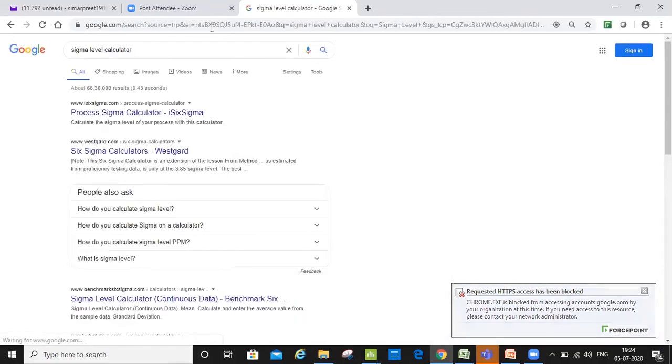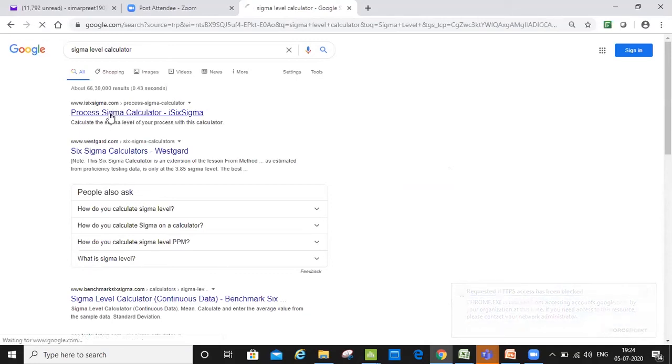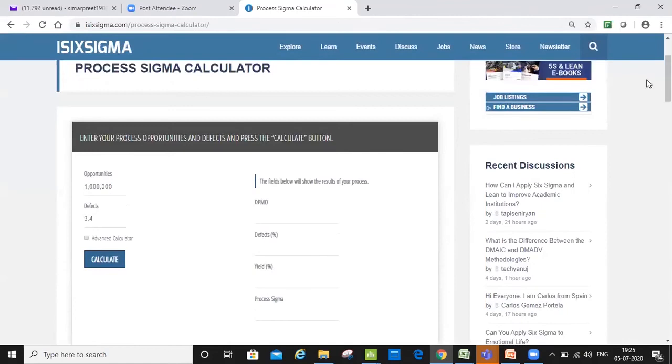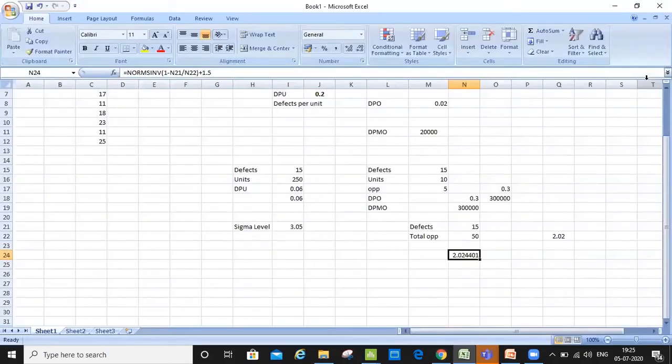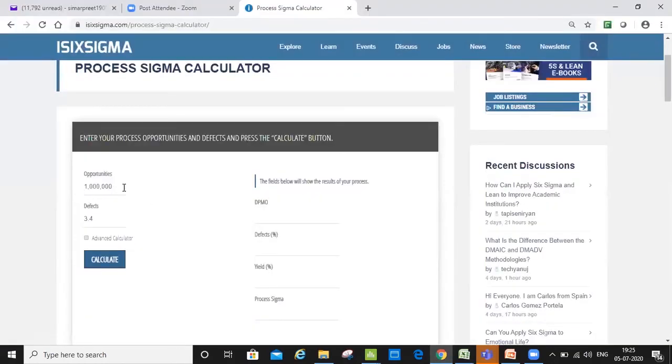So I just enter Six Sigma calculator here on Google. I click on the first link which says Process Sigma calculator, which is from isigma.com. So let me use the same example, 15 and 50, right? Here I mentioned opportunities are 50 and defects are 50. Okay, I click on calculate. You see the process sigma is 2.02.